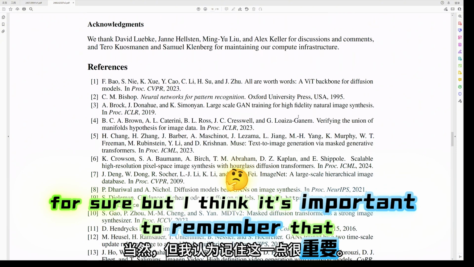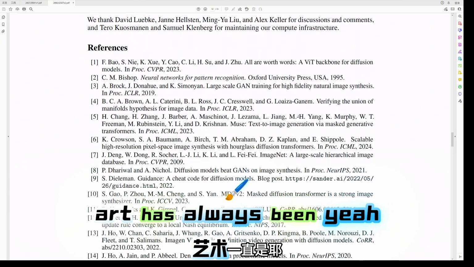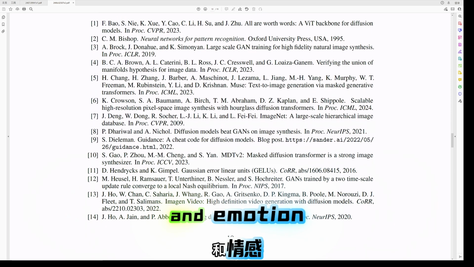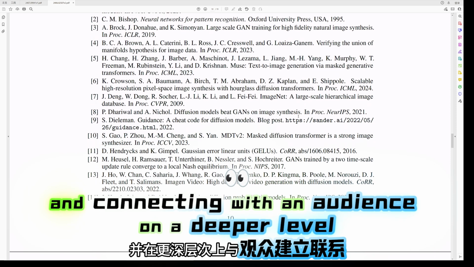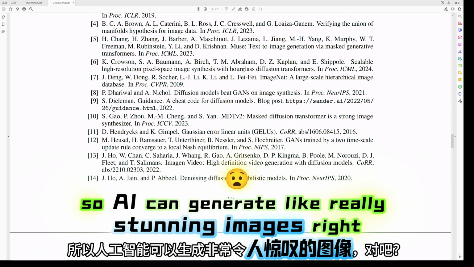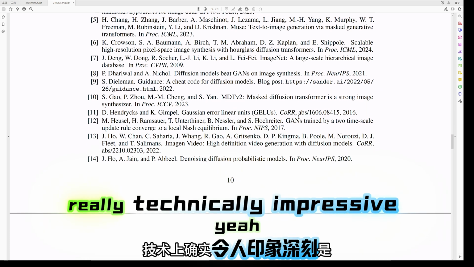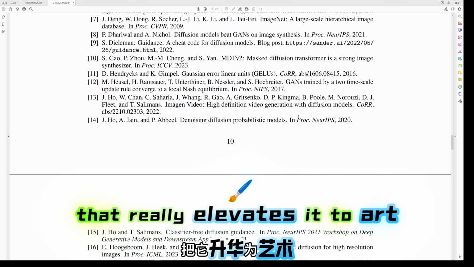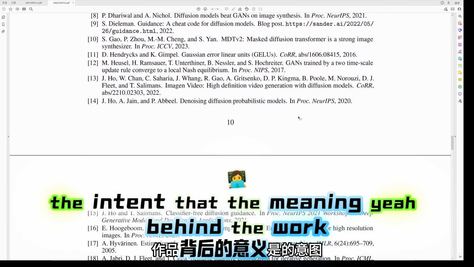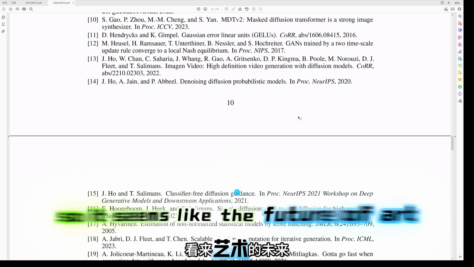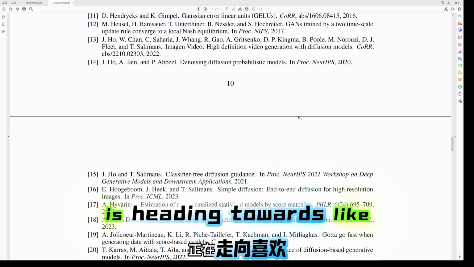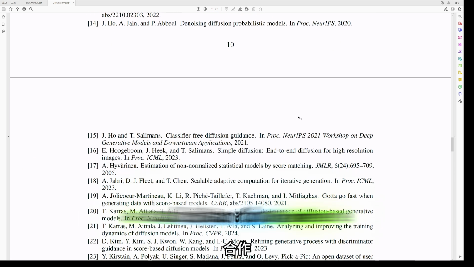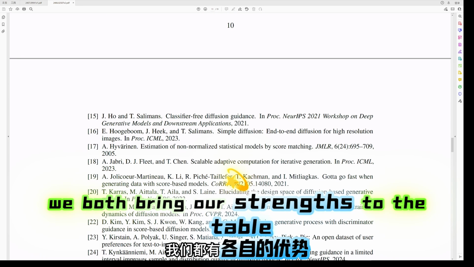For sure. But I think it's important to remember that art has always been about more than just technical skill. It's about expression and emotion and connecting with an audience on a deeper level. So AI can generate really stunning images, really technically impressive. But it's the human element that really elevates it to art. I think so. The intent, the meaning behind the work. So it seems like the future of art is heading towards a partnership between humans and AI. A collaboration where we both bring our strengths to the table.